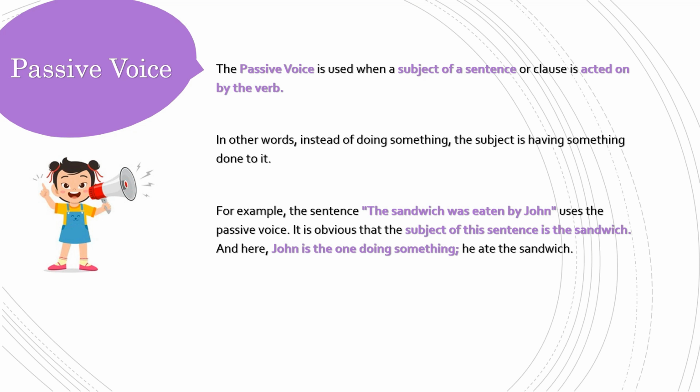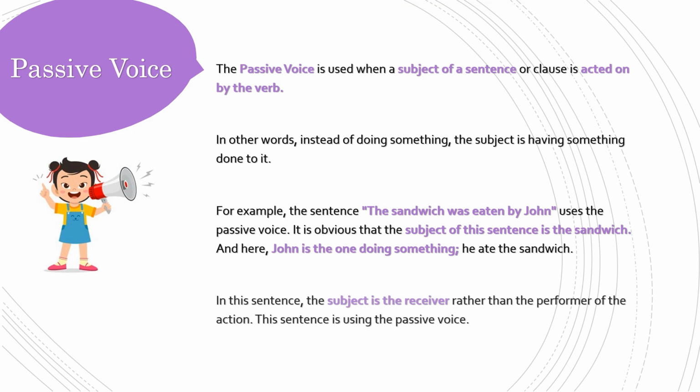For example, the sentence, the sandwich was eaten by John, uses the passive voice. It is obvious that the subject of this sentence is the sandwich. And here, John is the one doing something, he ate the sandwich. In this sentence, the subject is the receiver, rather than the performer of the action. This sentence is using the passive voice.